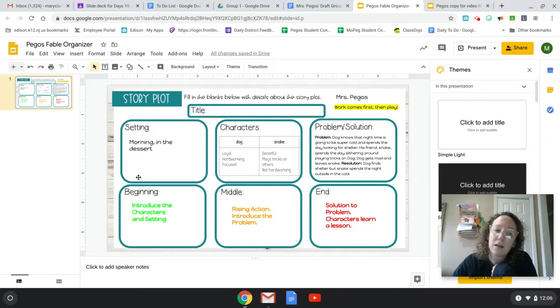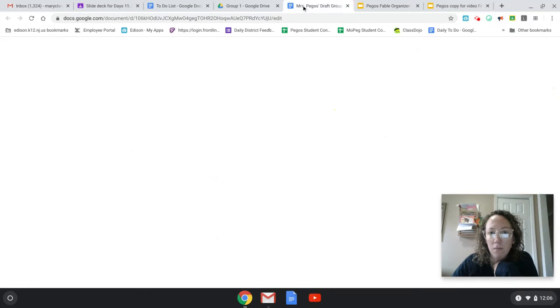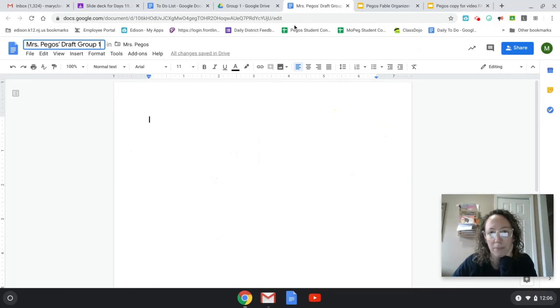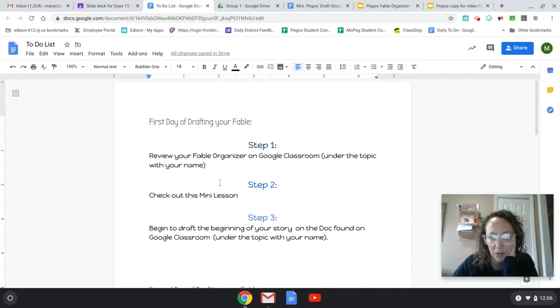Today, what we're going to be focusing on is the beginning of our story. So in the beginning of our story, we need to introduce the characters and the setting. So go back to my organizer, my to-do list, I apologize. And it says step 2, check out this mini lesson. So this is right now the mini lesson that we're doing. Step 3, we're going to begin to draft the beginning of our story on the doc found on Google Classroom.